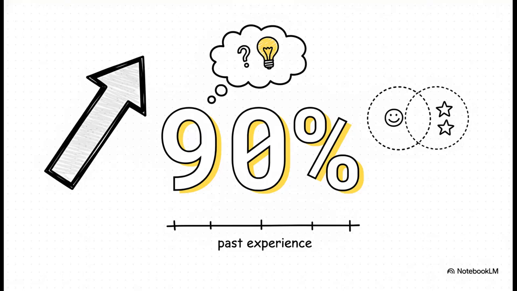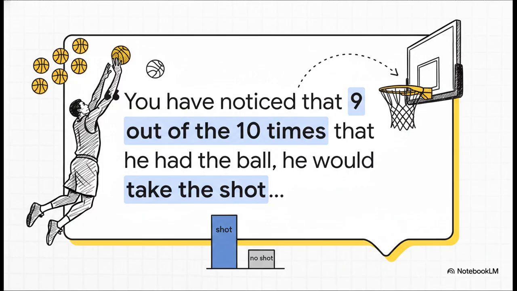Take this number, for example, 9 out of 10. Based on things that have happened in the past, this is the experimental probability of something happening. What do you think it could be? This scenario really puts it all into perspective. You're on the basketball court, and you've been paying attention. Your friend's experimental probability of shooting the ball, just based on what you've seen, is a whopping 90%. That's not a theory. That's a pattern you've seen with your own 2 eyes.